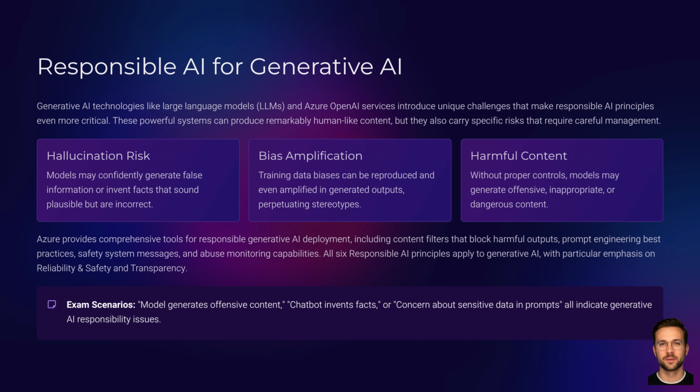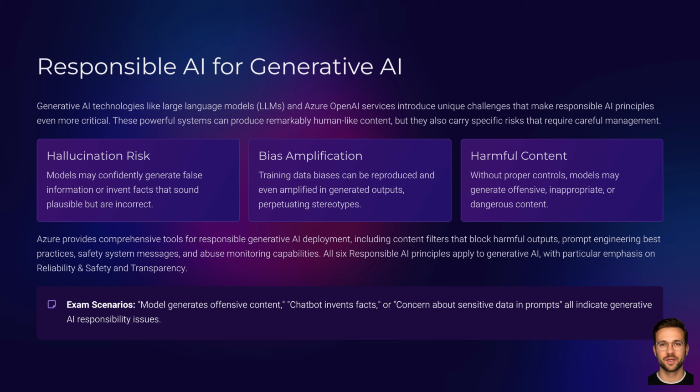Exam hints that point to responsible AI in generative AI include: the model generates offensive or harmful content. The chatbot sometimes invents facts that may mislead users. There is concern that prompts might expose sensitive information. The organization needs guardrails for generative AI outputs. The correct actions typically mention: using content filters and safety settings in Azure AI. Applying governance policies around how models are used. Monitoring outputs and updating prompts or configurations to reduce risk.